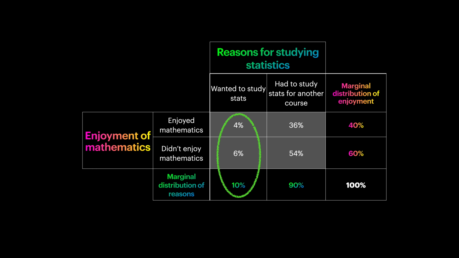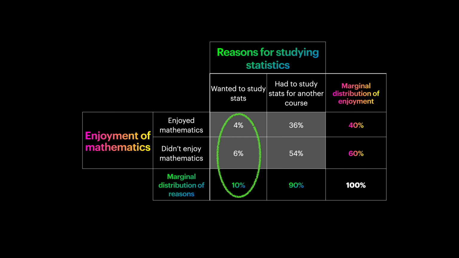So now, if we have the joint distribution information but don't have the marginal distribution, we can work out the number of people who wanted to study statistics altogether by adding up the people who enjoyed mathematics and wanted to study statistics, plus the people who didn't enjoy mathematics and wanted to study statistics. That's 4% plus 6% is equal to 10%. It's easy to see there.